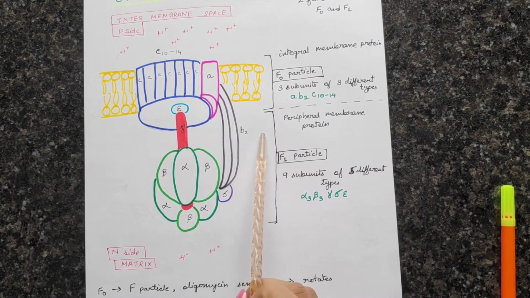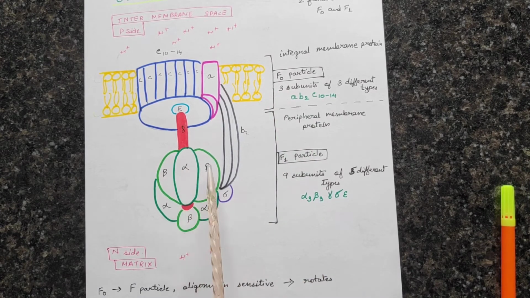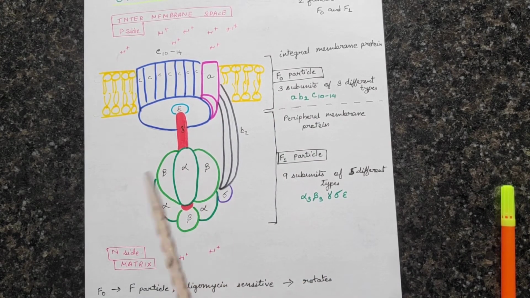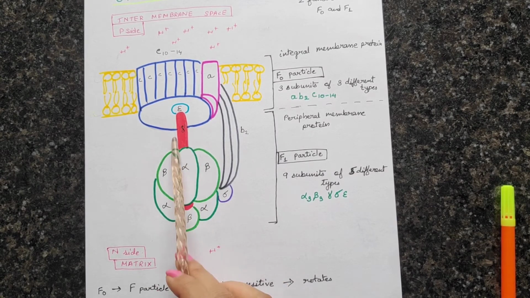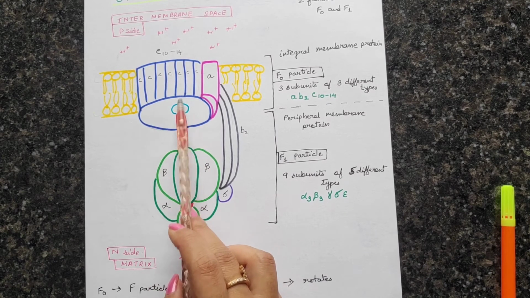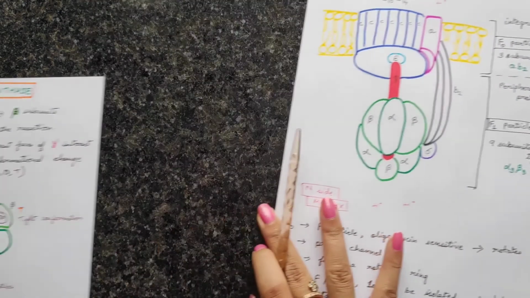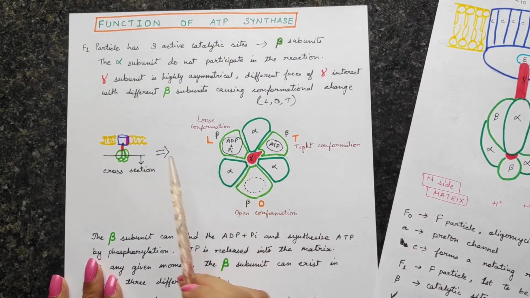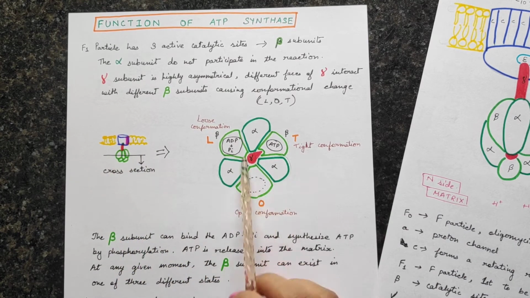First I will discuss the F1 part, and then I'll come to the F0 part. Now the F1 part, I told you, looks like an orange having a central shaft which is coming through the middle and is attached to the C ring. If I cut a cross section through this F1 particle, it will look like this.